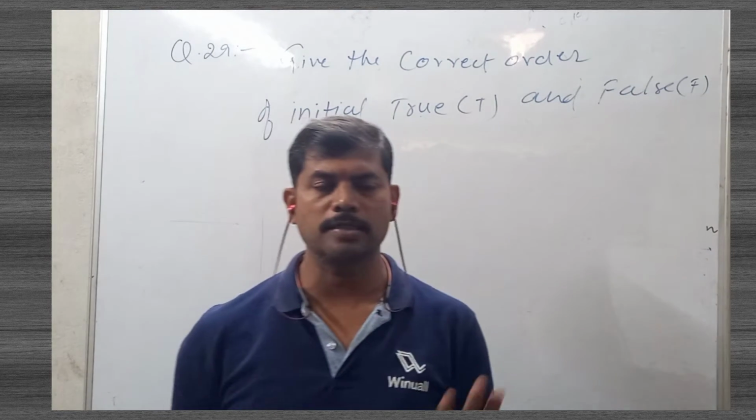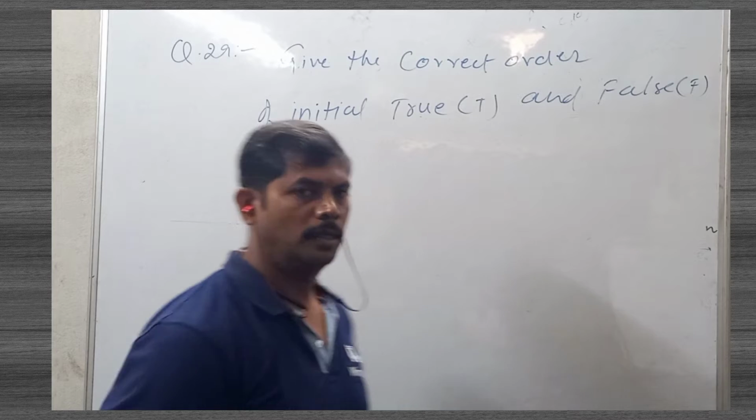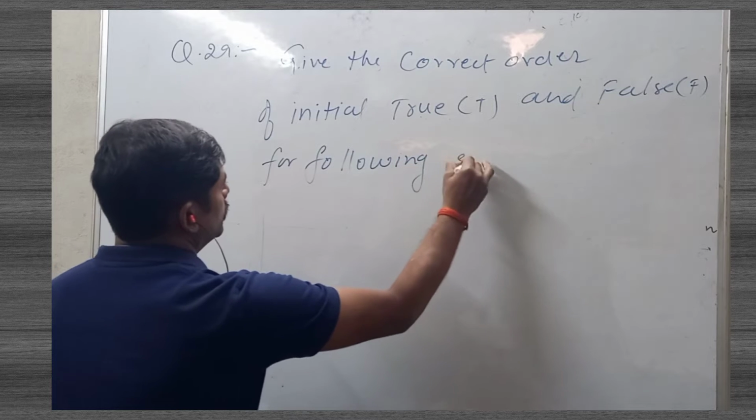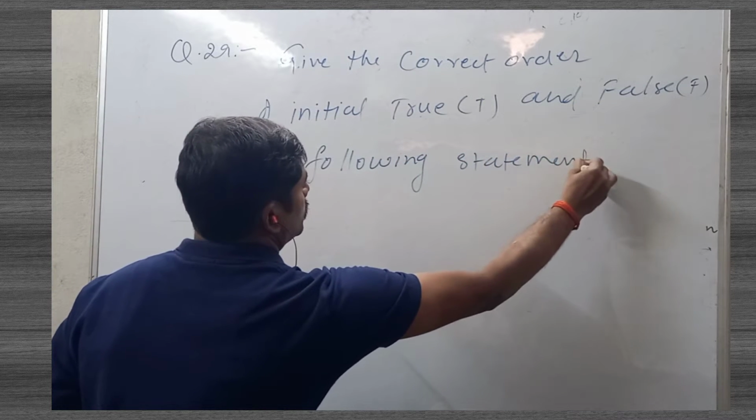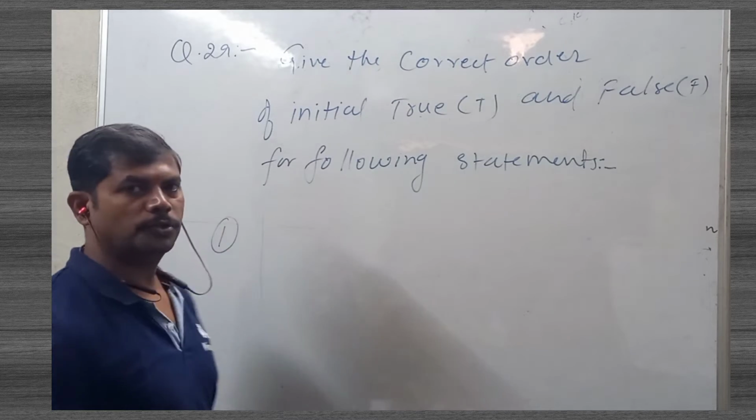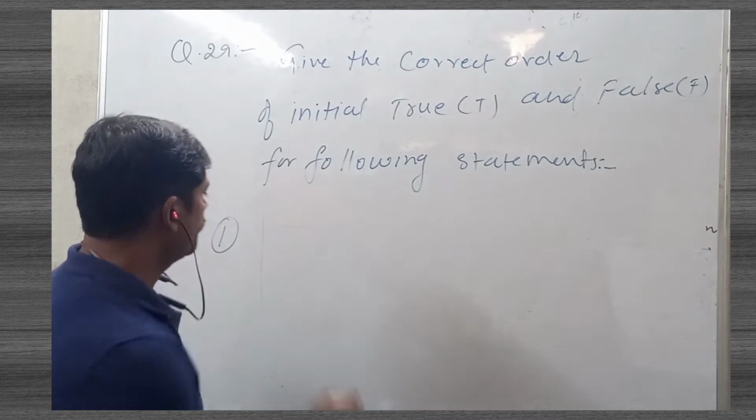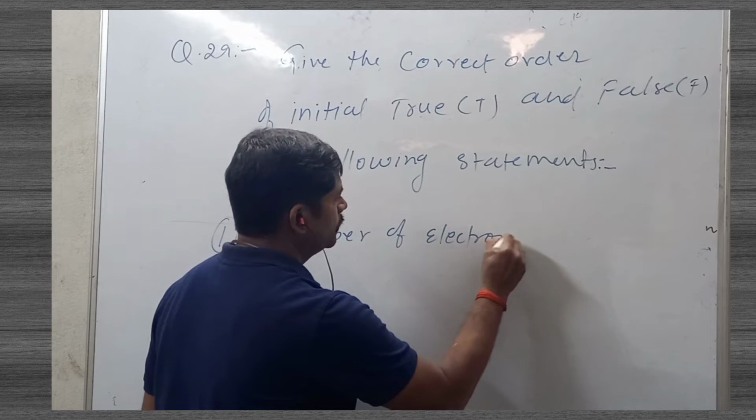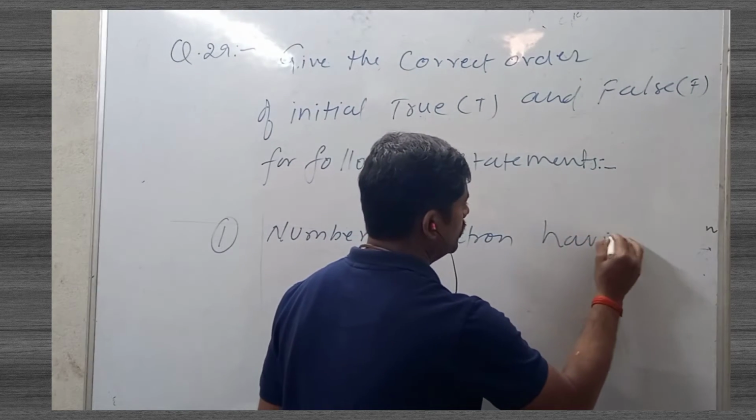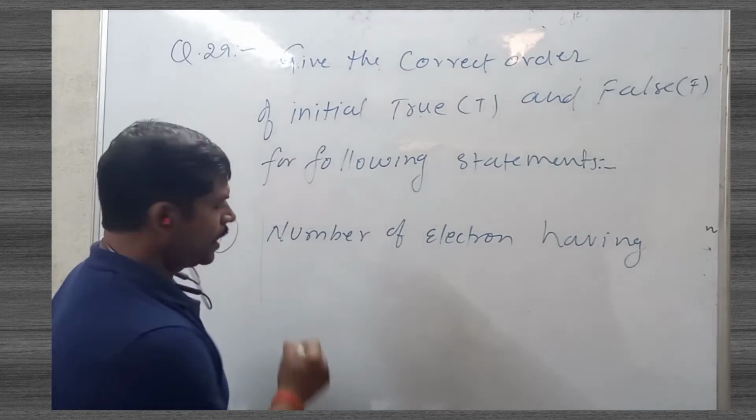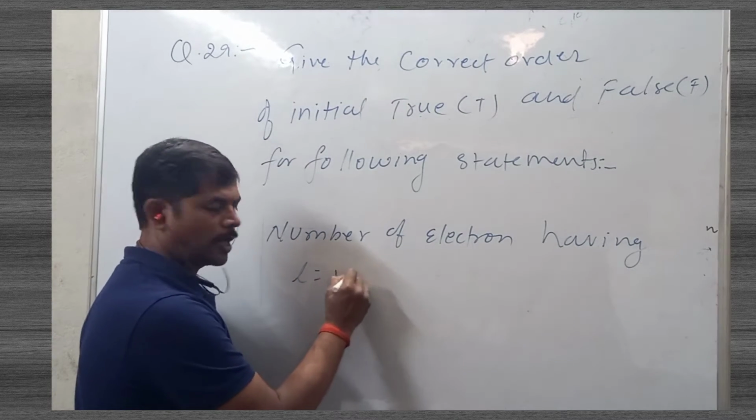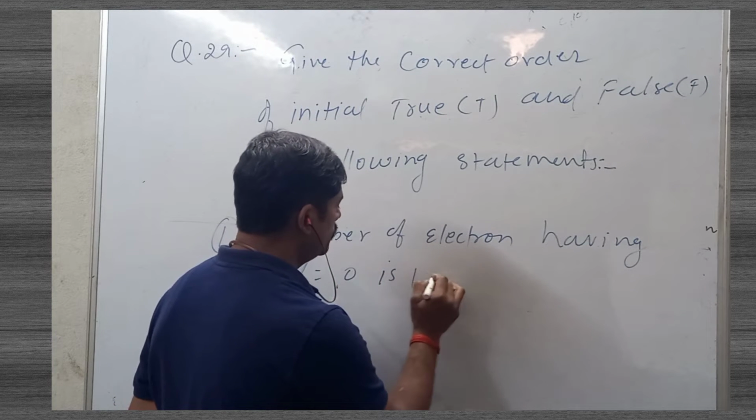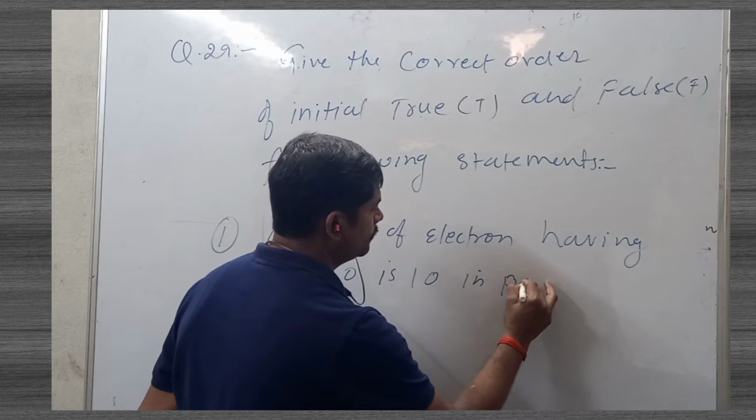Here students, there are 4 different types of options given. True for the following statements. So very first statement, students, I am going to give you: the number of electrons having l equal to 0, that is 10, in palladium.